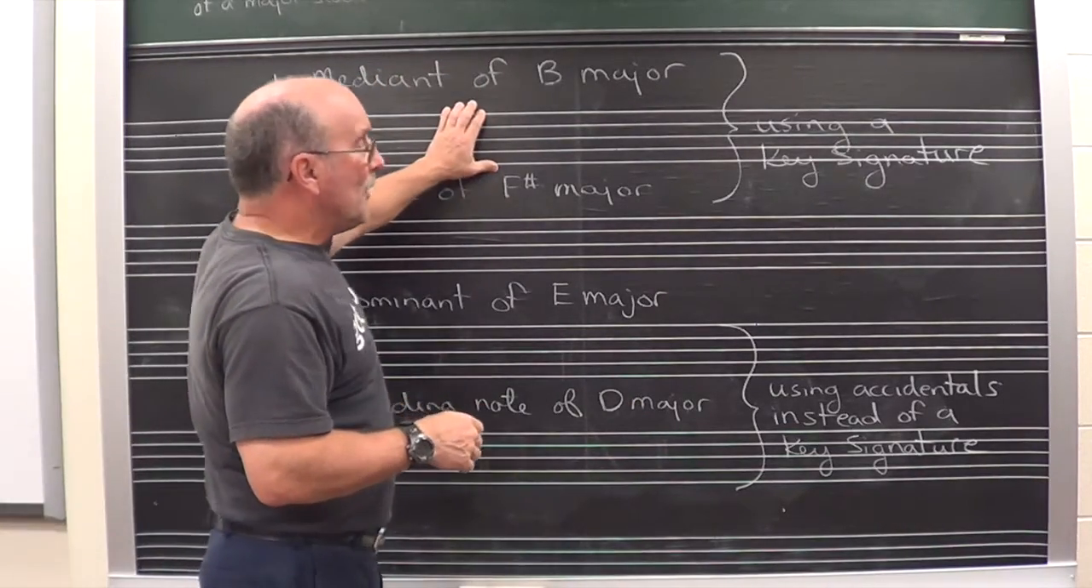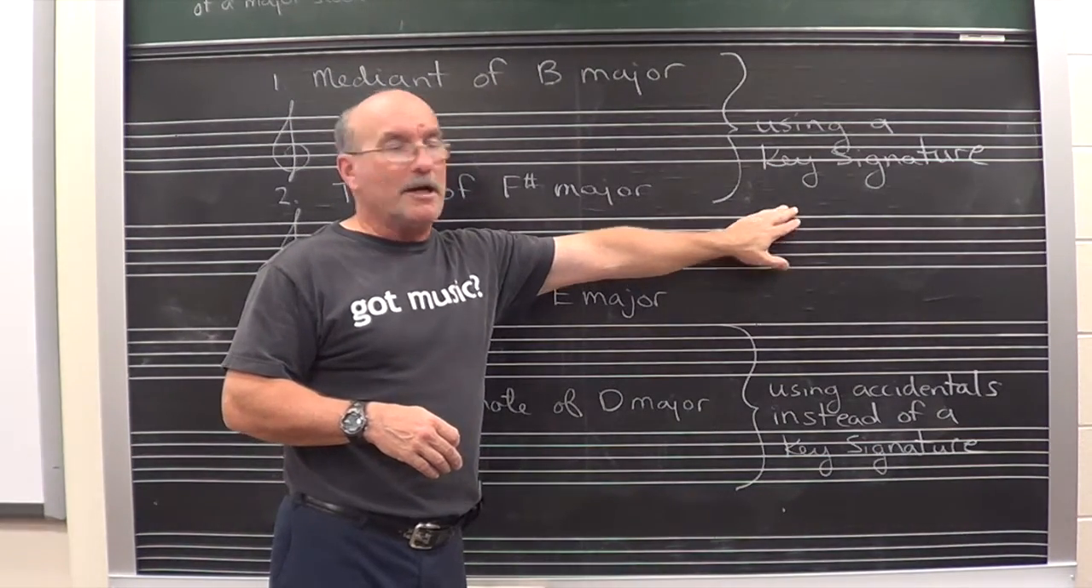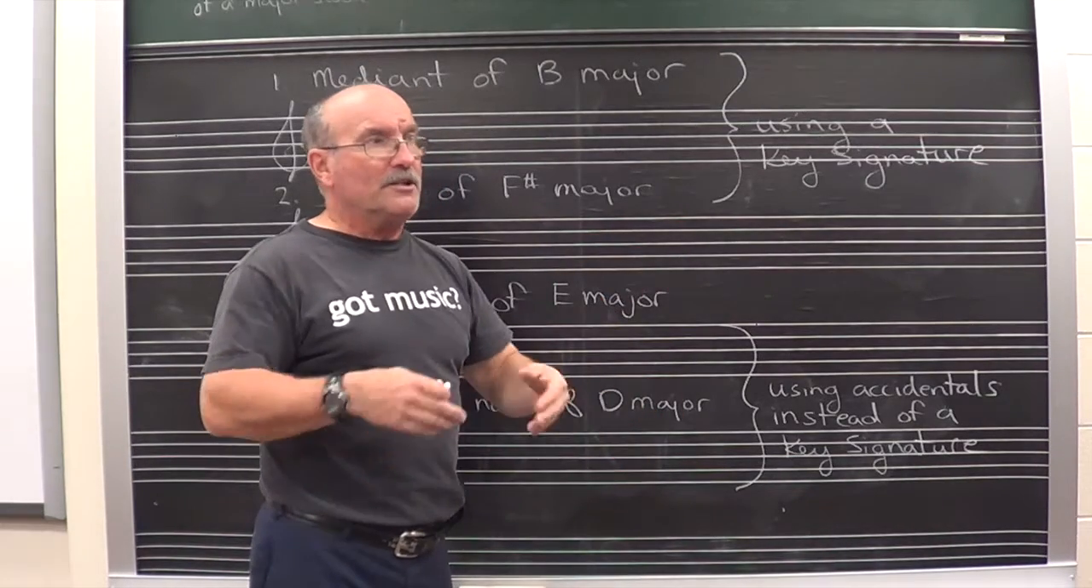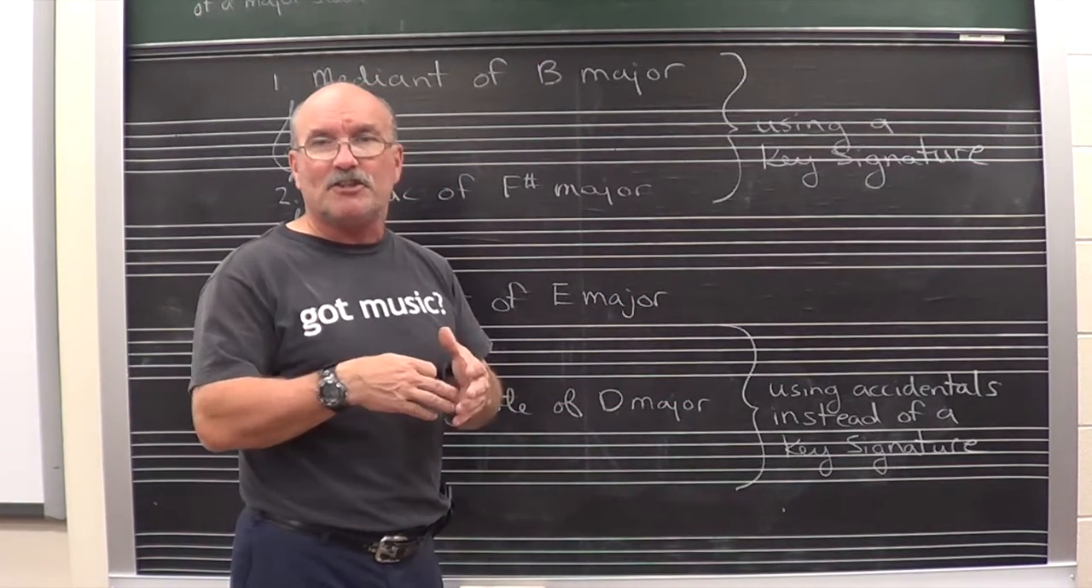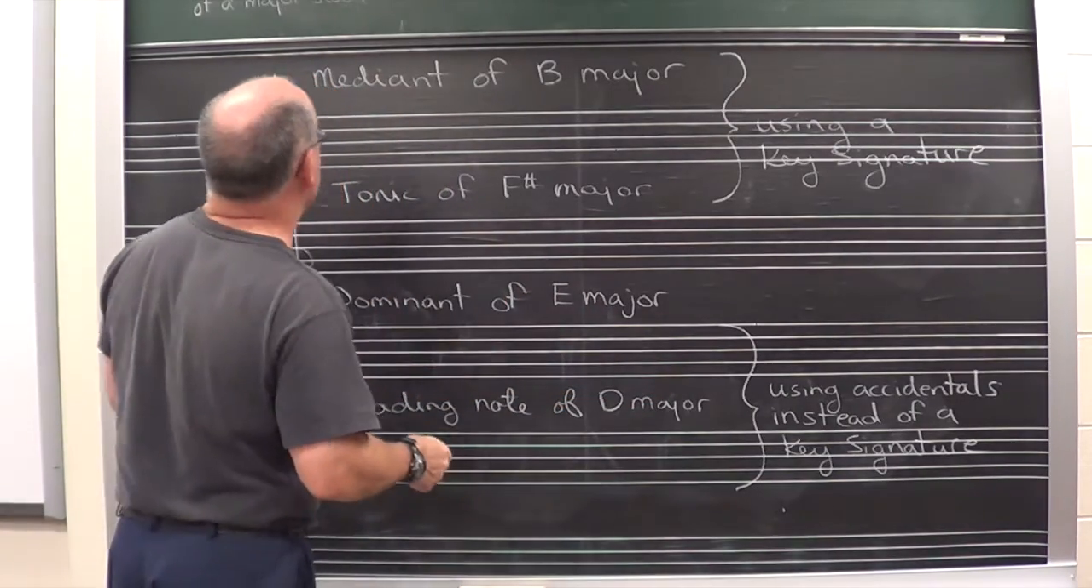Now they're going to ask it in two ways. One, they'll say, okay, using a key signature, instead of accidentals, use a key signature. Once you use the key signature, well, then you don't need to worry about accidentals, because the key signature looks after all of the accidentals. It's actually one of the simpler ways of doing it.